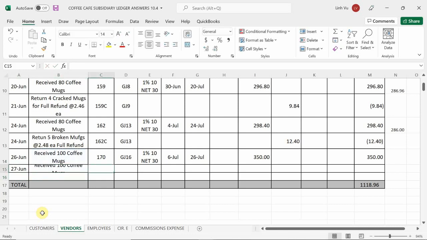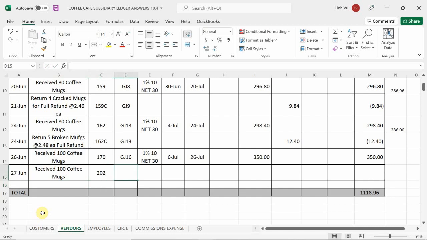Right, we received 100 coffee mugs. Invoice number 202. General Journal 17. With the 1% 10, Net 30. So in 10 days, should be due on the 7th. In 30, it's due on the 27th for $351. So in grand total, for all the invoices that we have here, we have a total of 5 invoices. We have a total of $1,469.96.